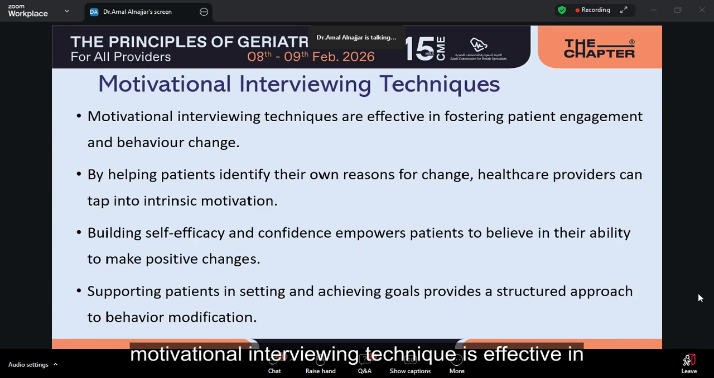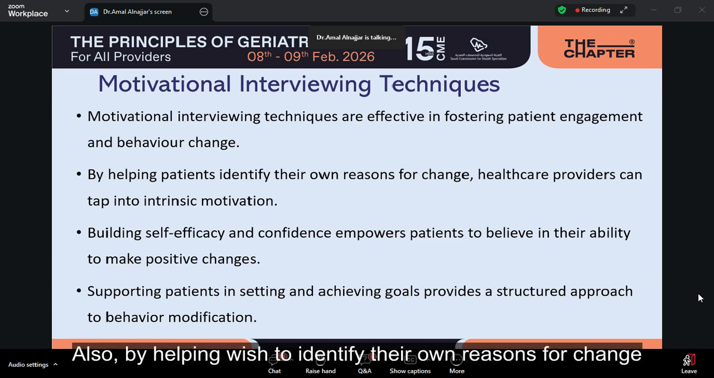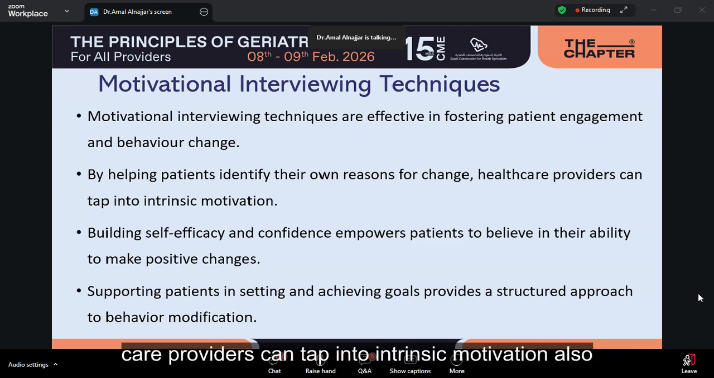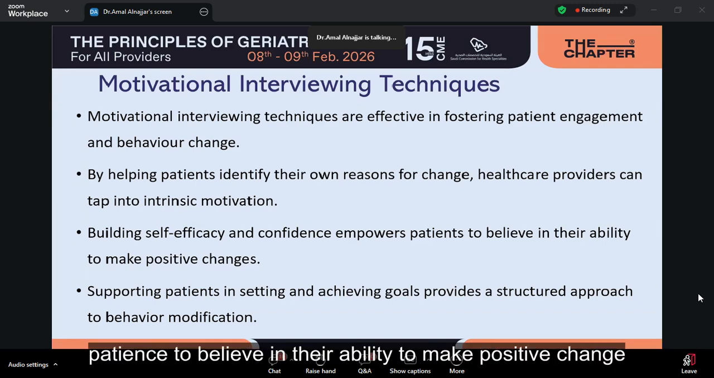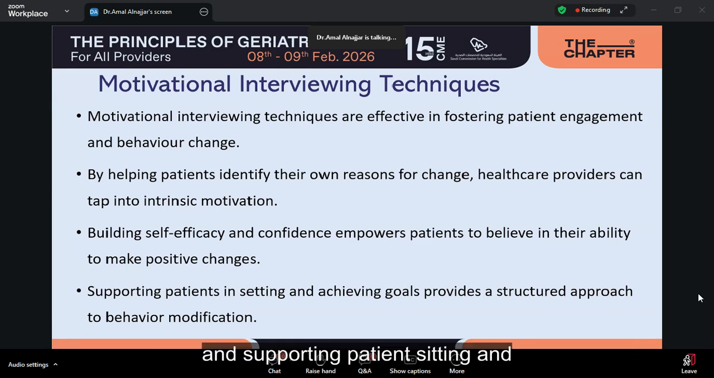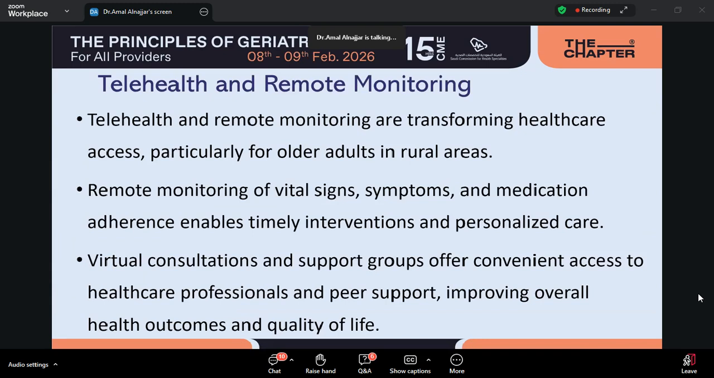Motivational interviewing technique is effective in fostering patient engagement and behavioral change. Also, by helping patients identify their own reasons for change, healthcare providers can tap into intrinsic motivation. Building self-efficacy and confidence empowers patients to believe in their ability to make positive change. And supporting patients in setting and achieving goals provides a structured approach to behavior modification.